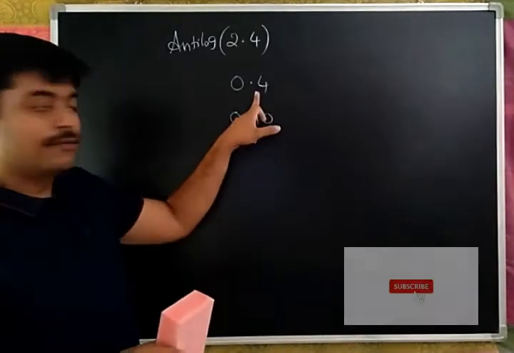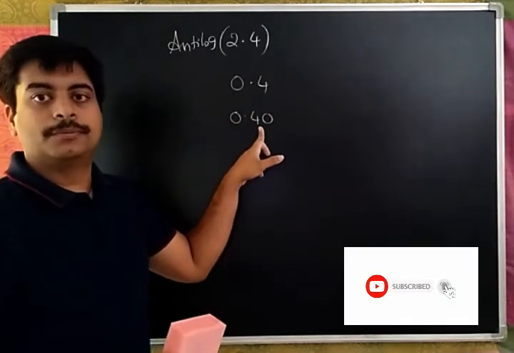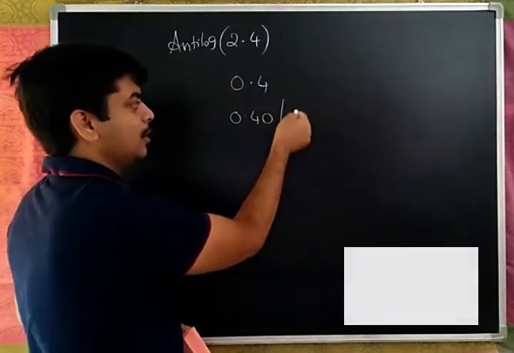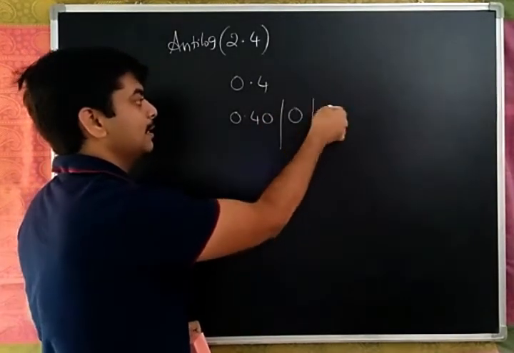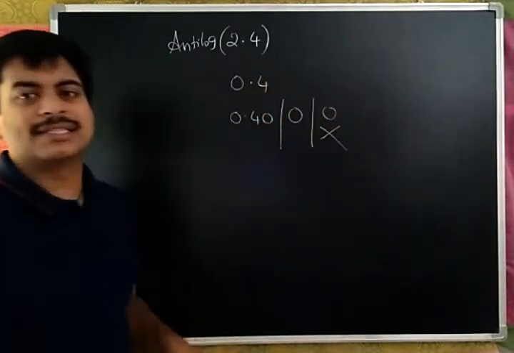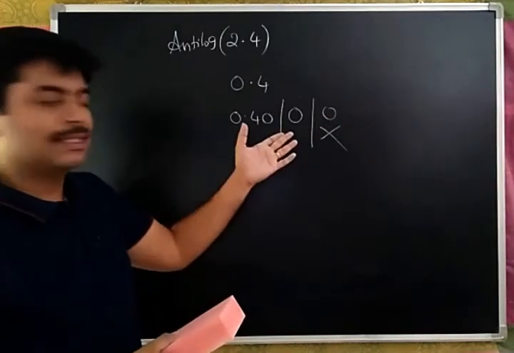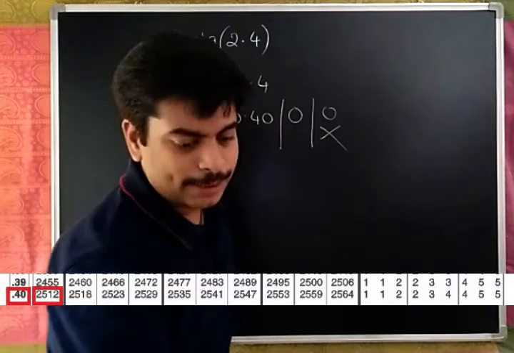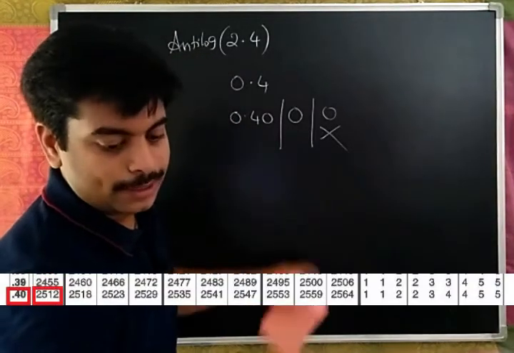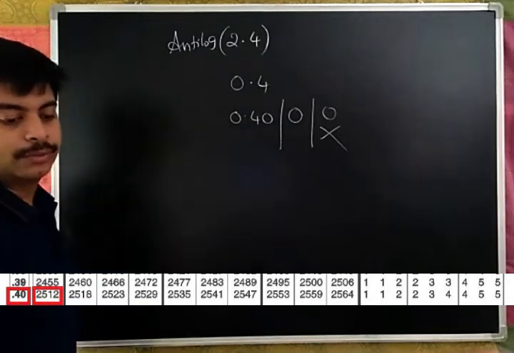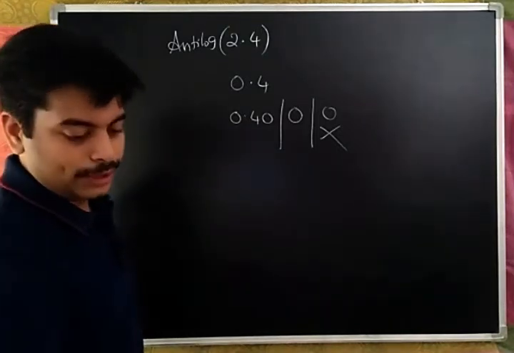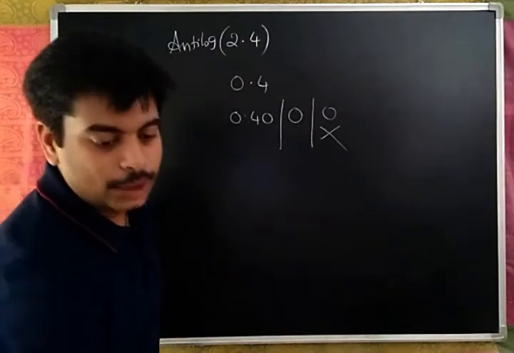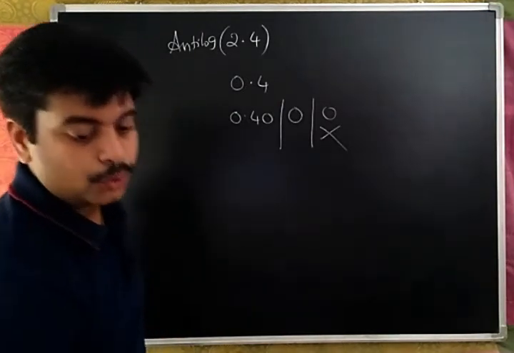You don't have 0.4th row. You have 0.40th row. And you don't have any other value, so the 0th column, and forget about the mean difference. If you don't have digits, you just think that it is equal to 0. Let us check 0.40 row and 0th column, that is the first one, it is 2512. Let me check that. What I am discussing, 2.4. Yes, 2.4. So it is 2512.